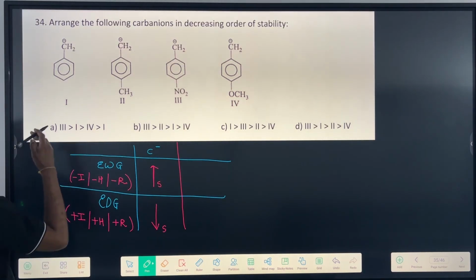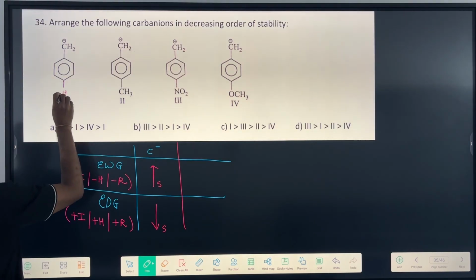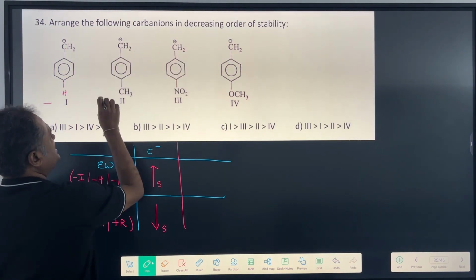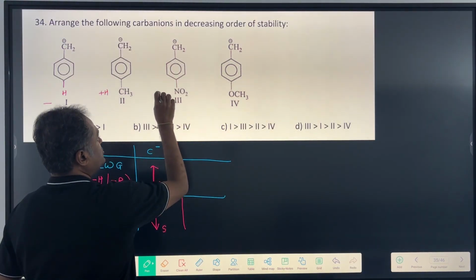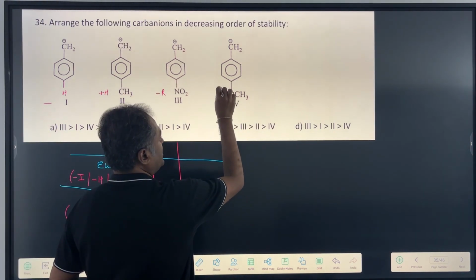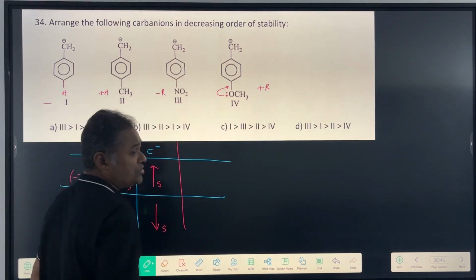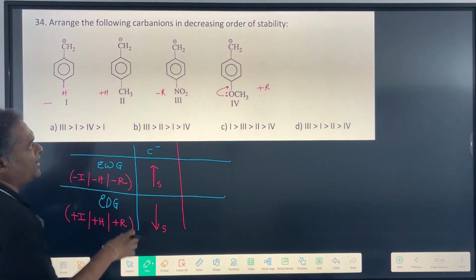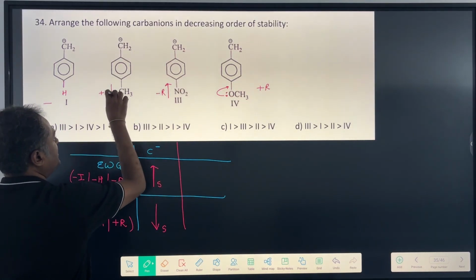Now, if nothing is there, that means you have H, and H has no effect. When a methyl group is attached to benzene, it shows a plus H effect. When a nitro group is attached, it shows a minus R effect. And when a methoxy group is attached, it contains a lone pair on the key atom, so it shows a plus R effect. Now the question is, which group will increase the stability of the carbanion? Minus groups will increase it and plus groups will decrease it.